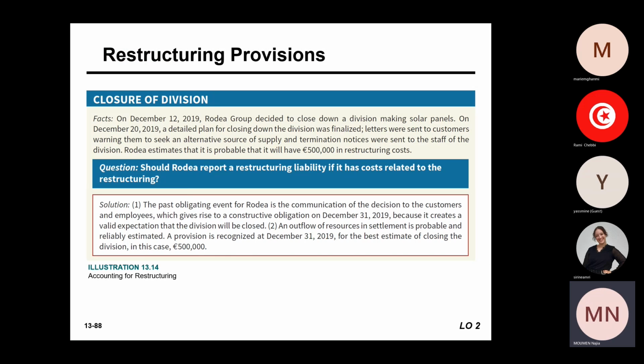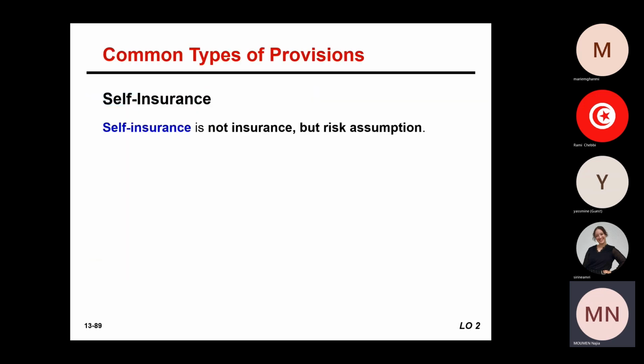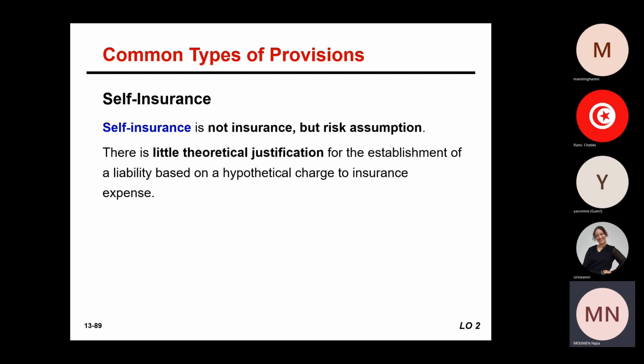Okay, so this is just a simple example, a basic example when you just have to apply the provision rules for these restructuring liabilities. Okay, so sometimes, as a business, you make your self-insurance. When we talk about self-insurance, it is actually a risk assumption, and just to put it simply, you are not allowed to make any provision for any risk assumption. Risk is part of doing business, so it cannot be considered as provision here. There is little theoretical justification for the establishment of a liability based on a hypothetical charge to insurance expense.